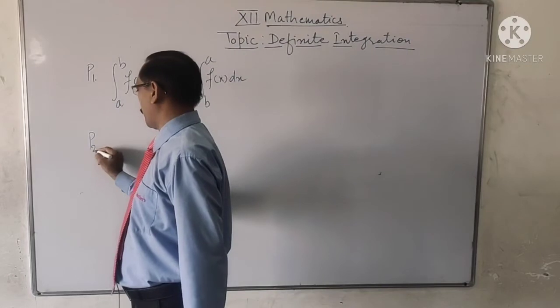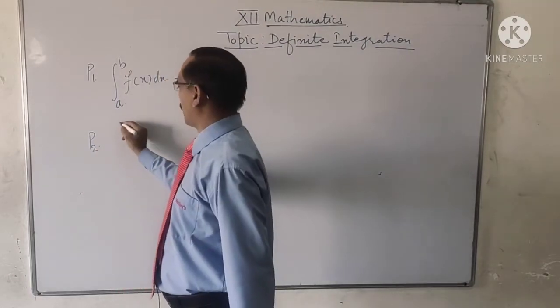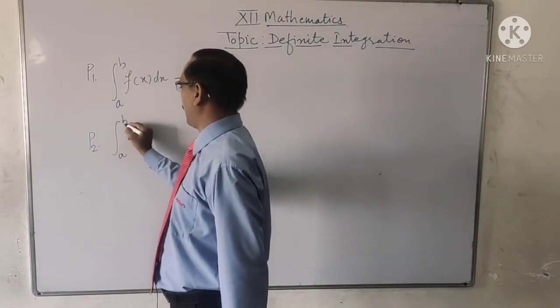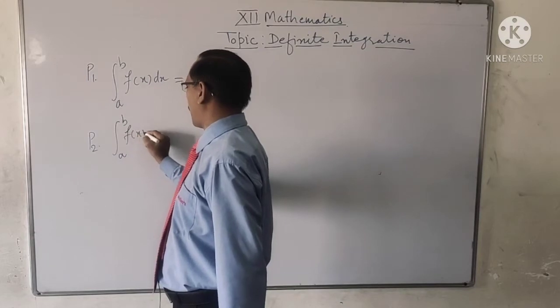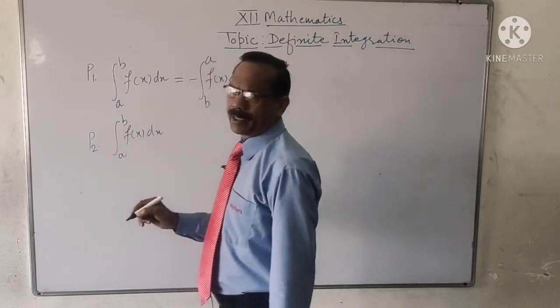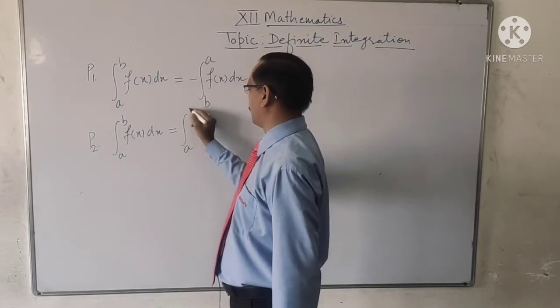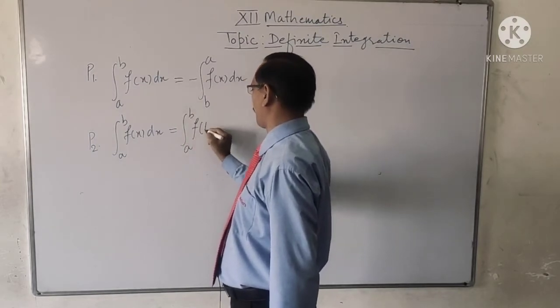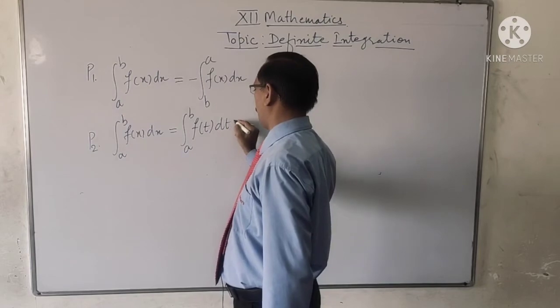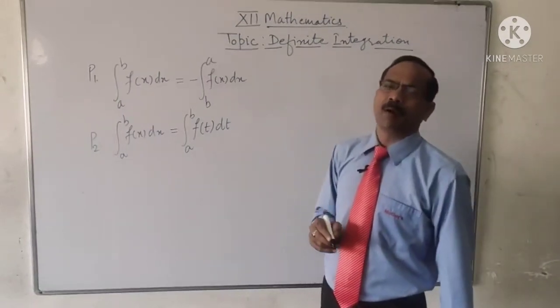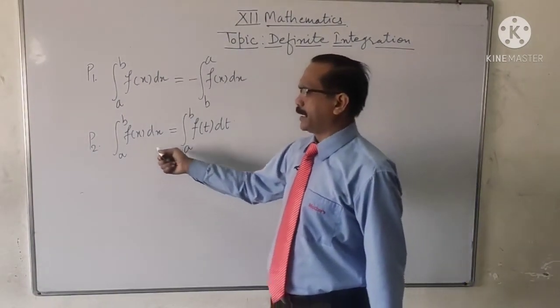Property number 2. The definite integration from a to b does not depend on the variable. So if we interchange the variable, the integration will not change. We can take any variable for the integration.